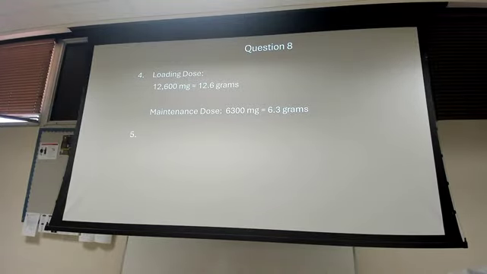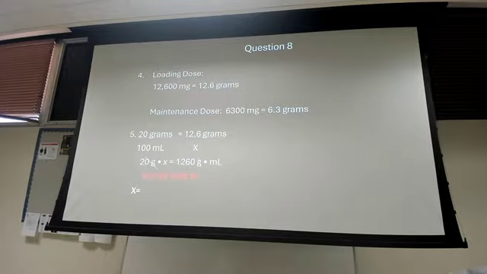And so 1 gram equals 1,000 milligrams. You'll be dividing by 1,000 for both of them to reach grams. That's how that calculation worked out. We'll then take the 20 grams over 100 milliliters, which was the 20% weight by volume. You'll make a proportion with the loading dose, so that's 12.6 grams over X. We'll solve for X. You'll get 63 milliliters for the loading dose.